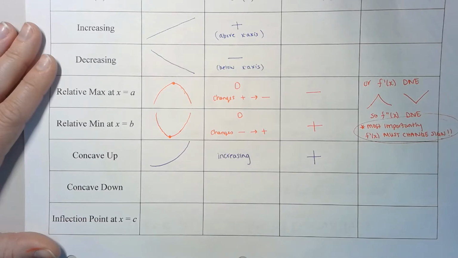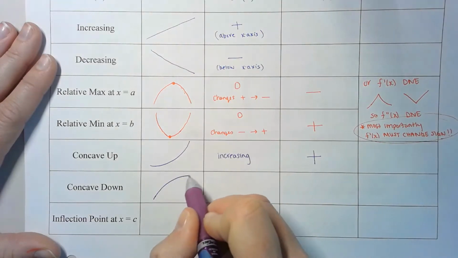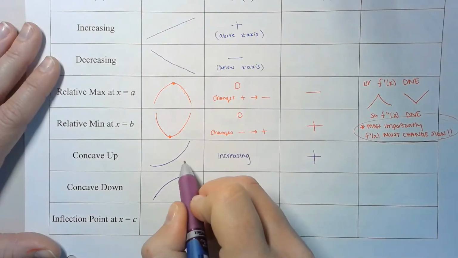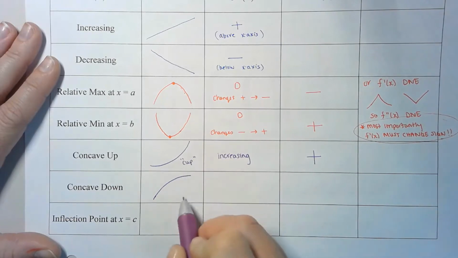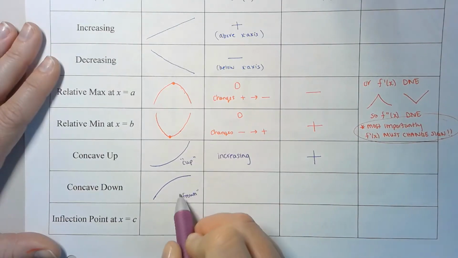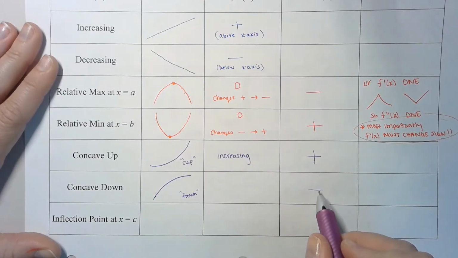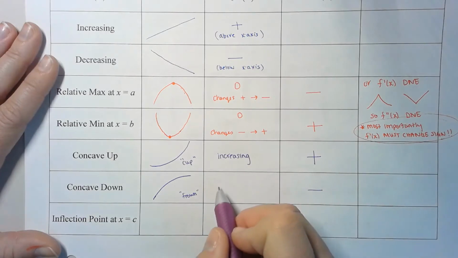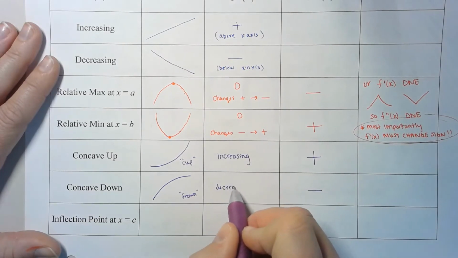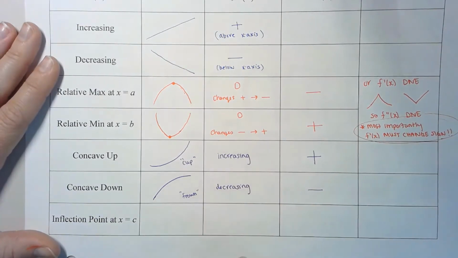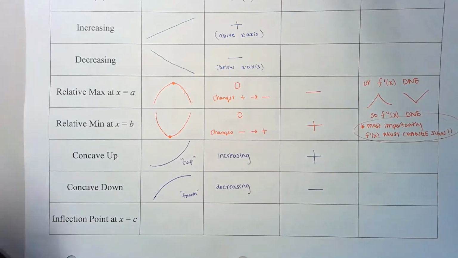If our graph is concave down or looks like a frown, our second derivative is negative or below the x-axis. And our first derivative would be decreasing.